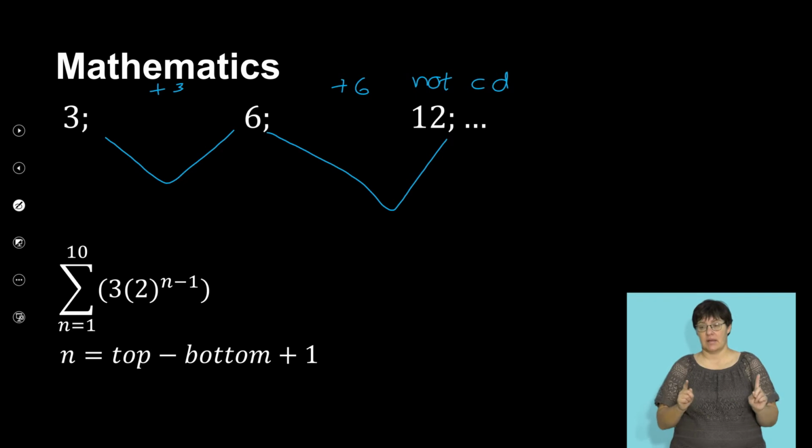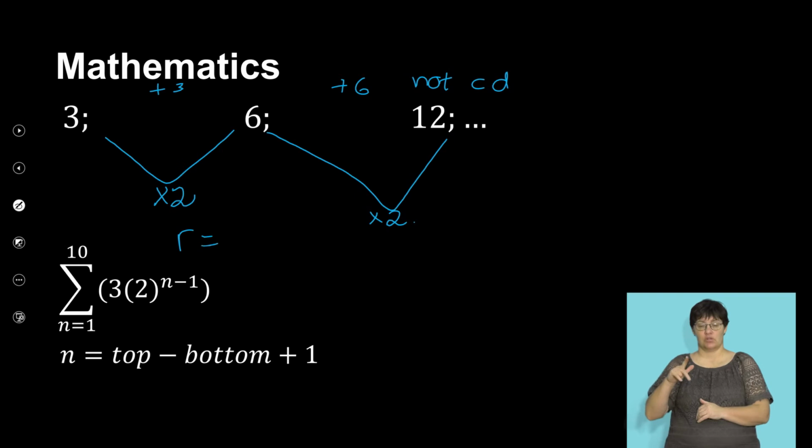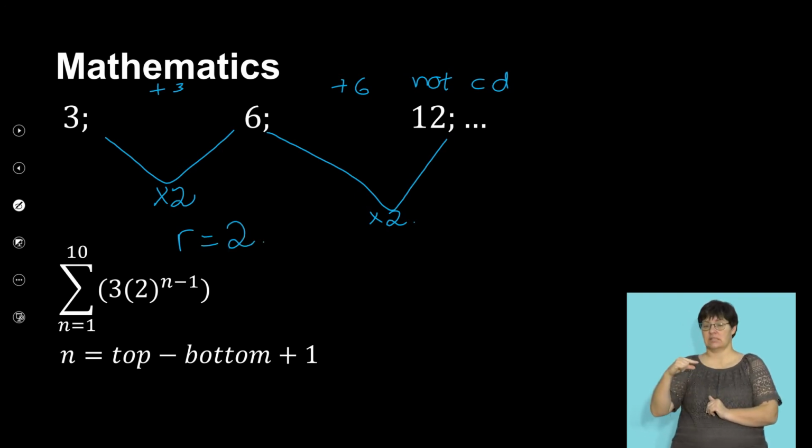But I can see that from 3 to 6, I can multiply 3 by 2 to get to 6, and I can multiply 6 by 2 to get to 12. So this example actually has a common ratio of positive 2. So that means that it is a geometric series.